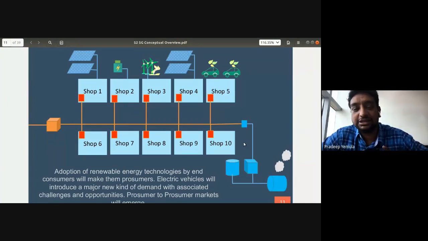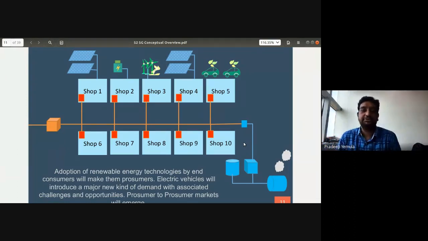No longer are the seller and buyer separate. Now everybody can generate power, everybody can sell power, and so on. Rather than a single buyer and multiple sellers, now everybody can generate. Now look at shop number 2. Shop number 2 in this diagram has only battery storage. So what they can do, they don't generate any power, but they save the power when the price is less and then discharge when the price is high. So that way also they can do a different kind of business.